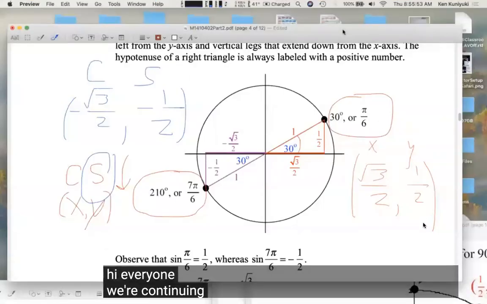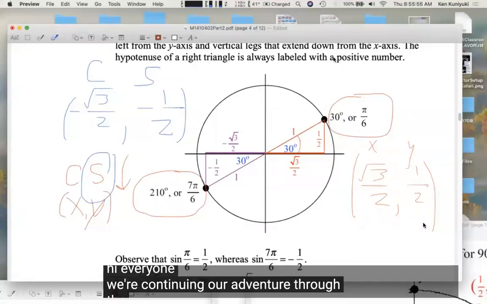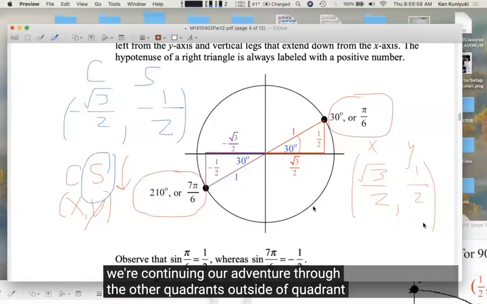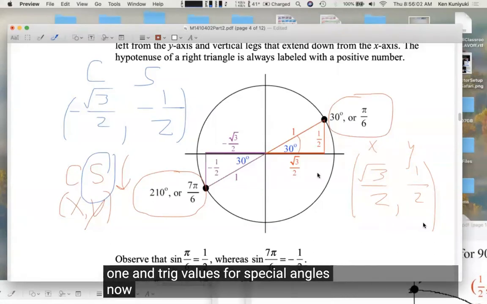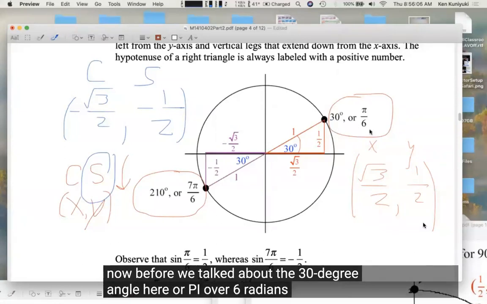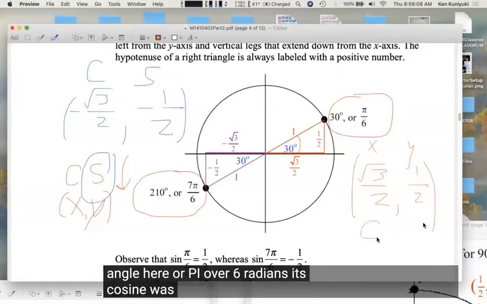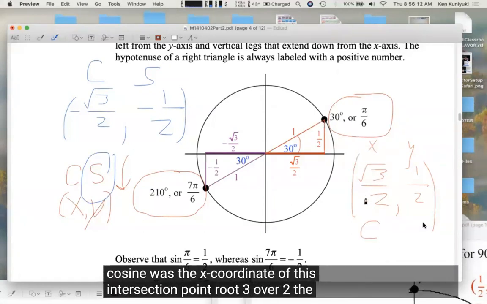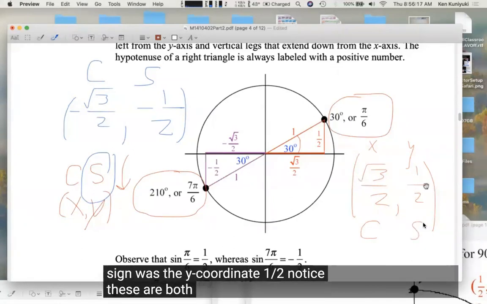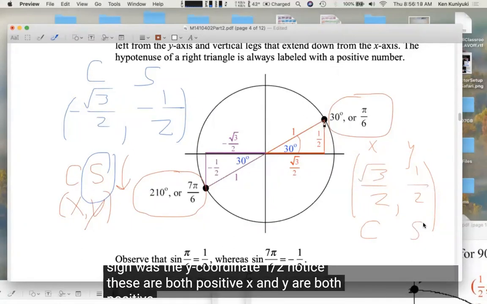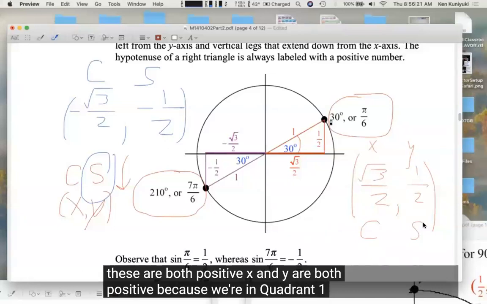Hi, everyone. We're continuing our adventure through the other quadrants outside of quadrant 1 and trig values for special angles. Before, we talked about the 30-degree angle here, or pi/6 radians. Its cosine was the x-coordinate of this intersection point, √3/2. The sine was the y-coordinate, 1/2. Notice these are both positive.